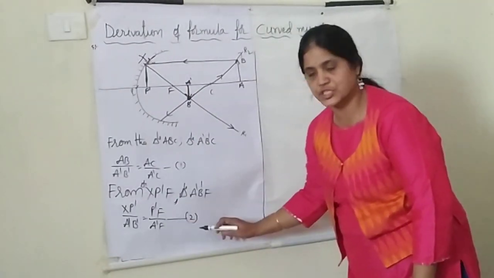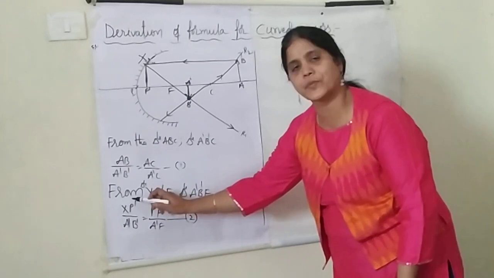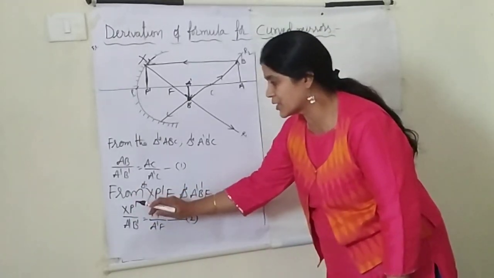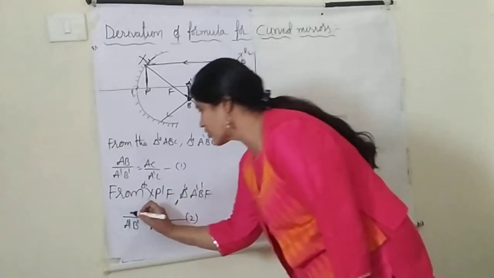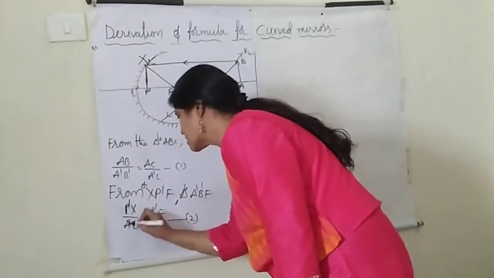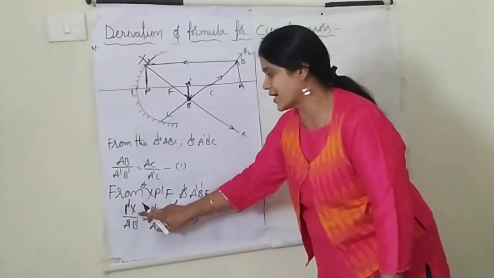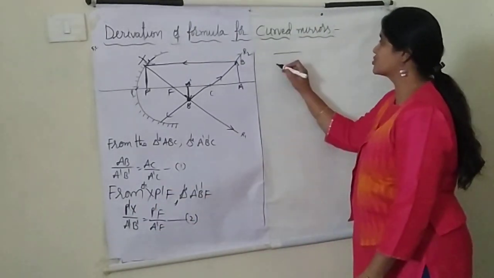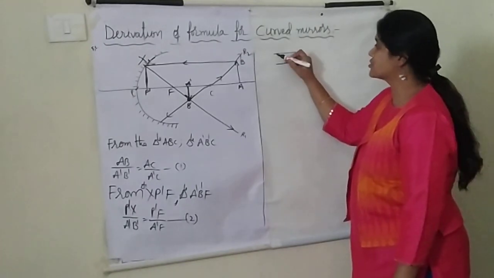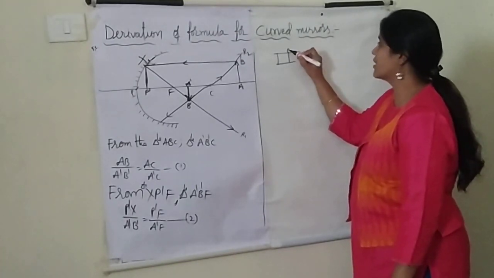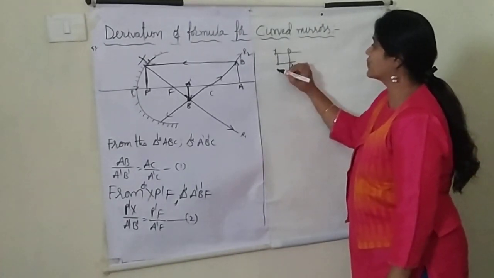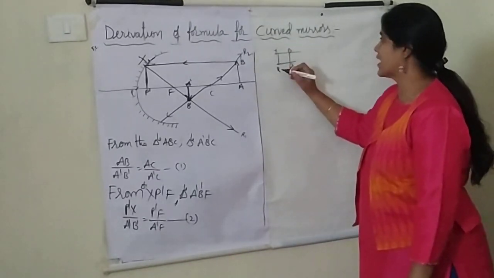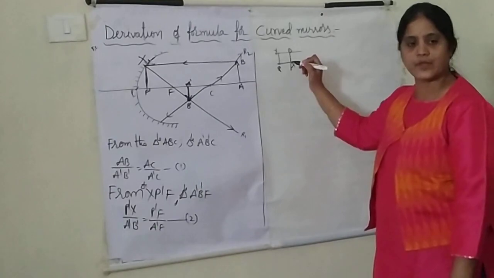Here in equation 2, x p dash or p dash x, you can take either way. In our textbook it is given as p dash x. So p dash x, we will take it as AB. Why? Because these two rays are parallel, the distance between AB and XP is the same. So instead of XP dash, I am going to take AB. Understood?